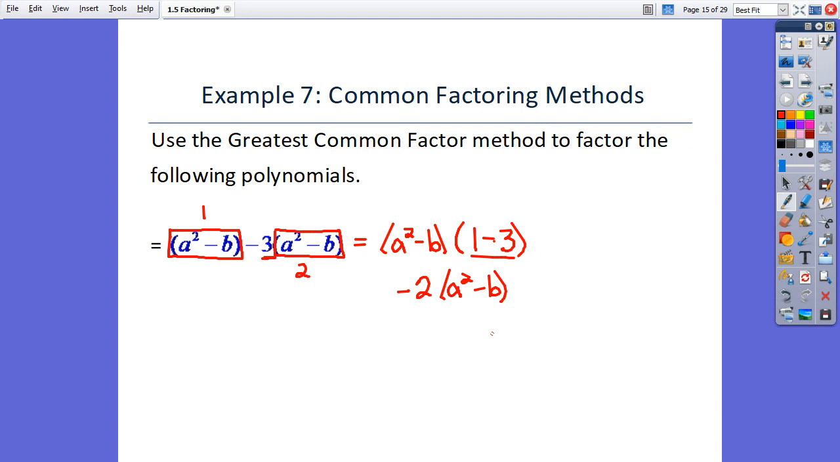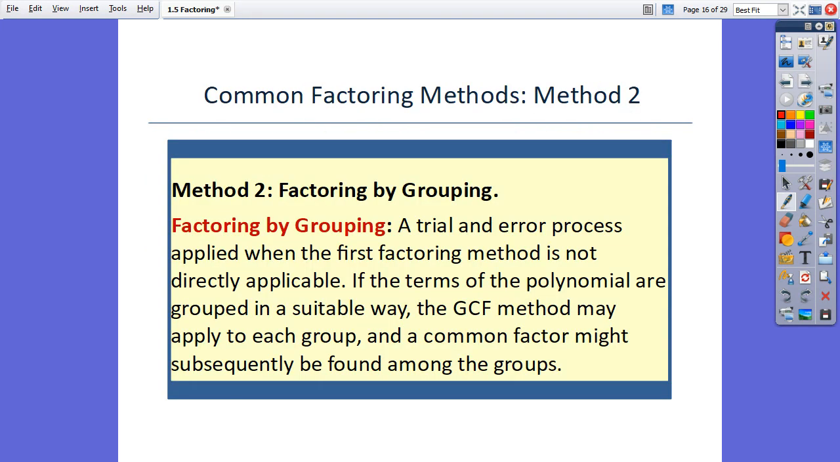So rather than going through a long process of distributing, combining like terms, and then doing a GCF, if you can recognize immediately there may be a GCF, just it's a quantity, that would be big. And that will come into method 5 as well, this idea of a GCF being a quantity. Let's go to method 2, factoring by grouping.